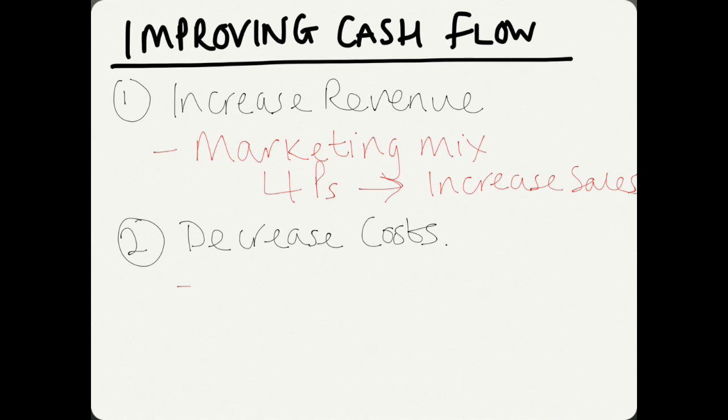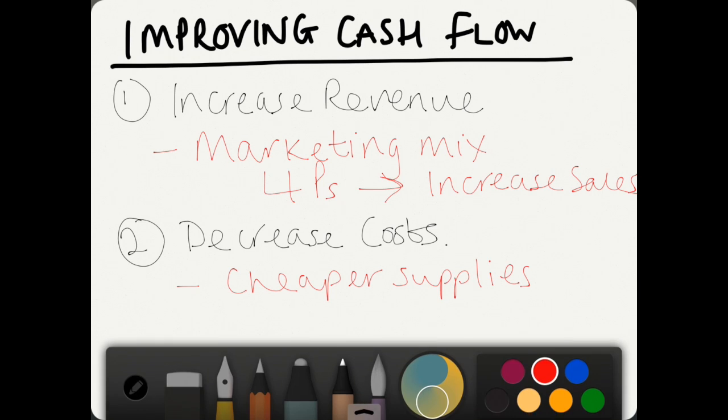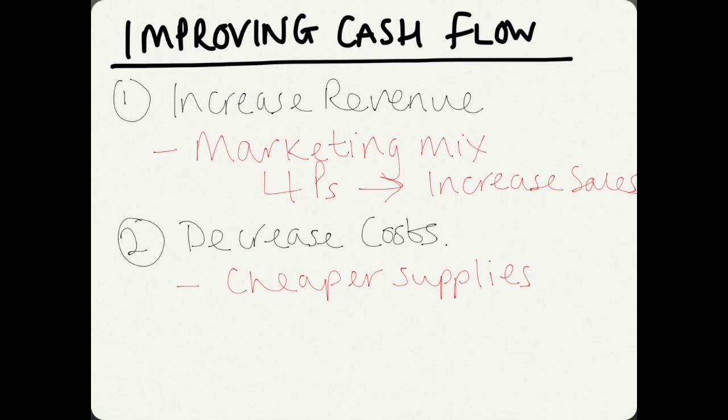However, you might say to decrease their costs, they could get cheaper supplies. However, you need to say cheaper supplies could lead to issues with quality. So cheaper supplies might mean poorer quality products are made. And if you're going to change your marketing mix to increase your revenue, this may also increase your costs. So while it might increase your inflows, it might also affect your outflows and not necessarily improve your cash flow.